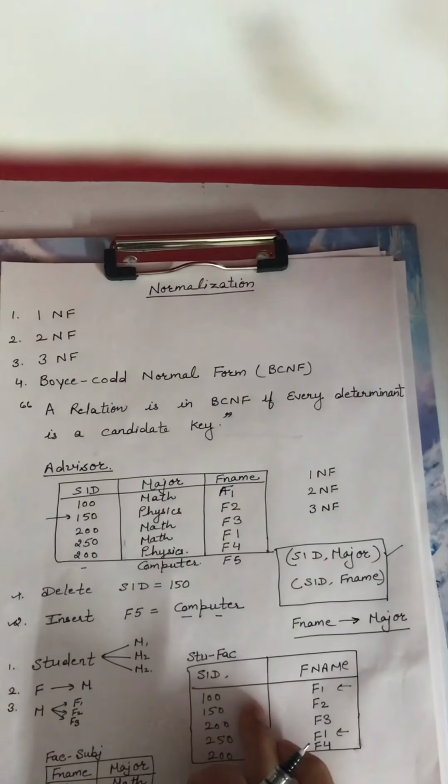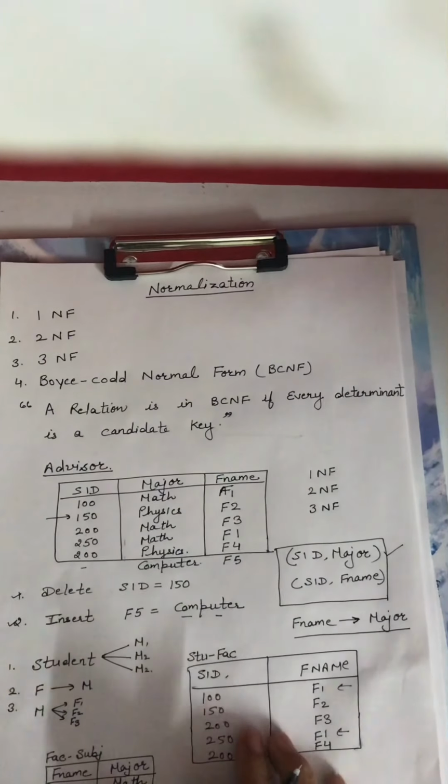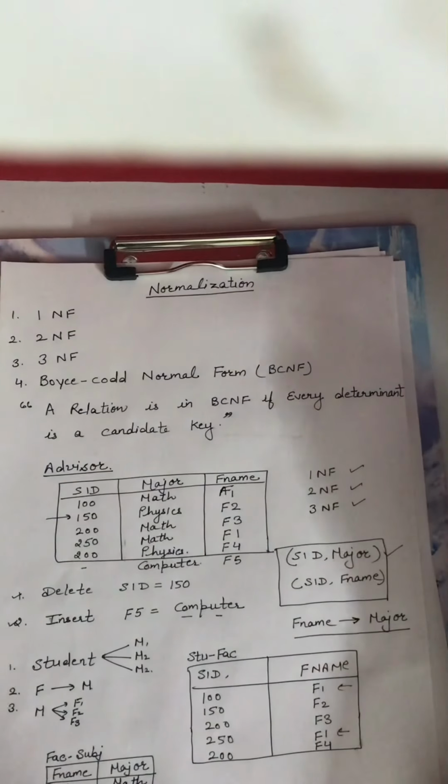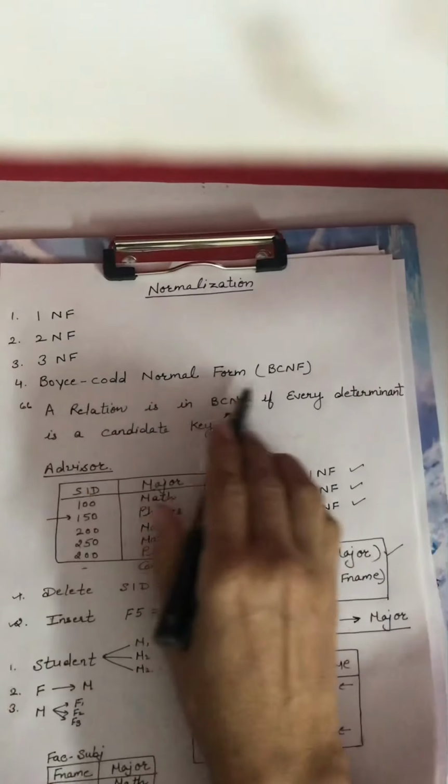These two relations are in 1NF, 2NF, 3NF, and in Boyce-Codd normal form.